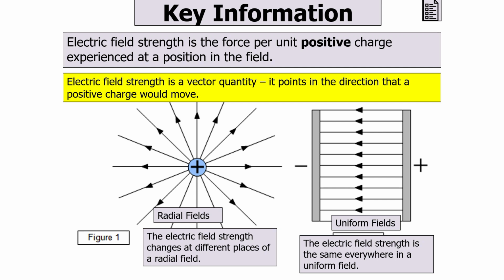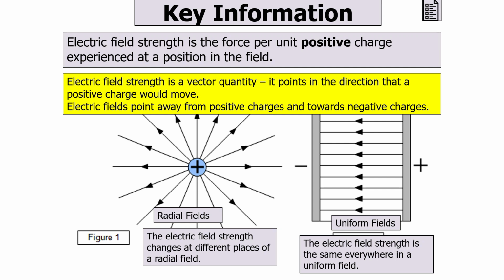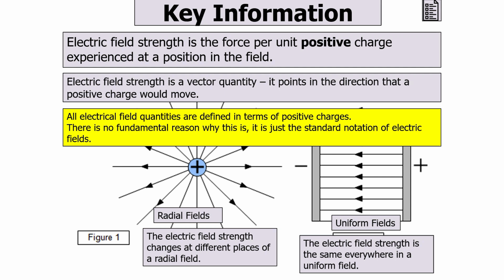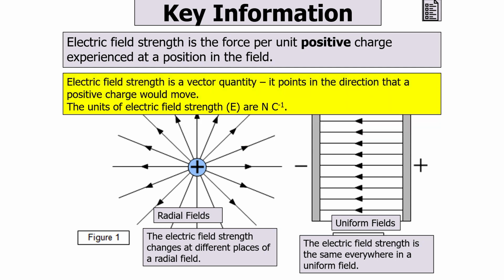Now, electrical field strength is a vector quantity. It points in the direction that a positive charge would move in. So electrical fields will point away from positive charges and towards negative charges. Now remember, all electrical field quantities are defined in terms of positive charges. So there's no fundamental reason why this is, it's just the standard notation of electrical fields. Now the units of electrical field strength are newtons per coulomb.